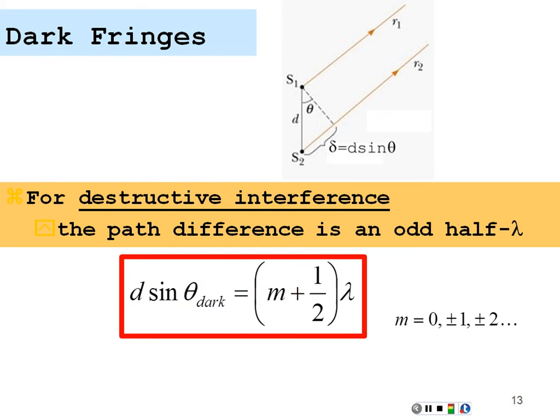And for the first value of m, or plus or minus 1 value of m, we would get our second dark fringe on either side.